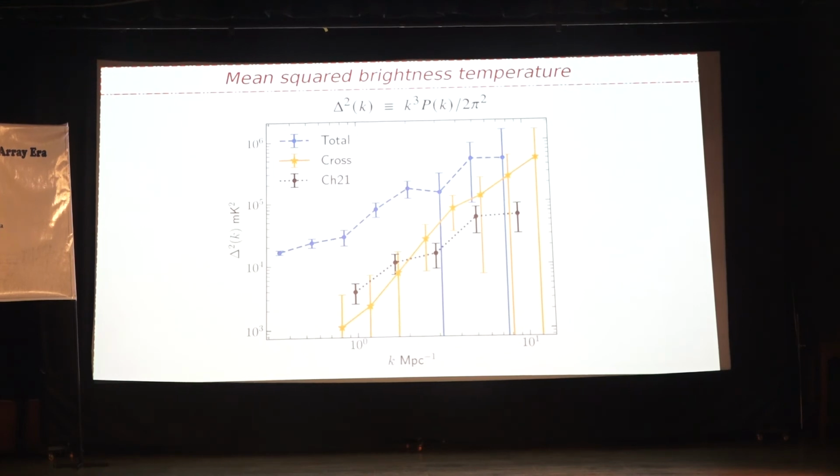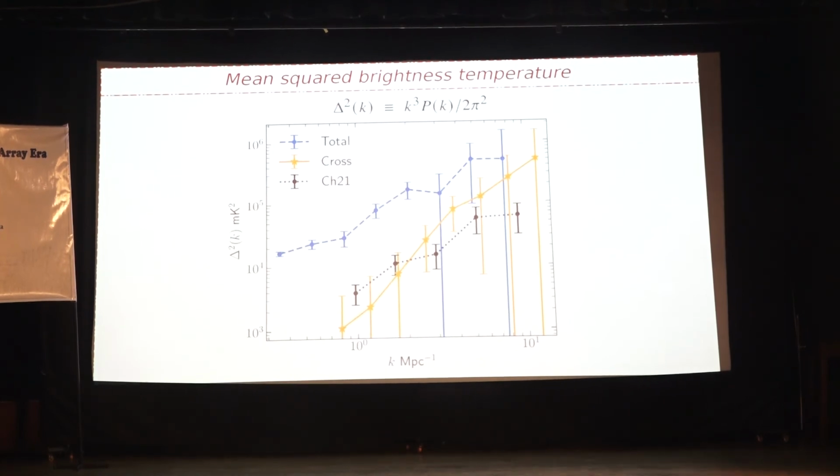The second thing is that we have used the cross correlation, with which we have got rid of many systematics that were present there.